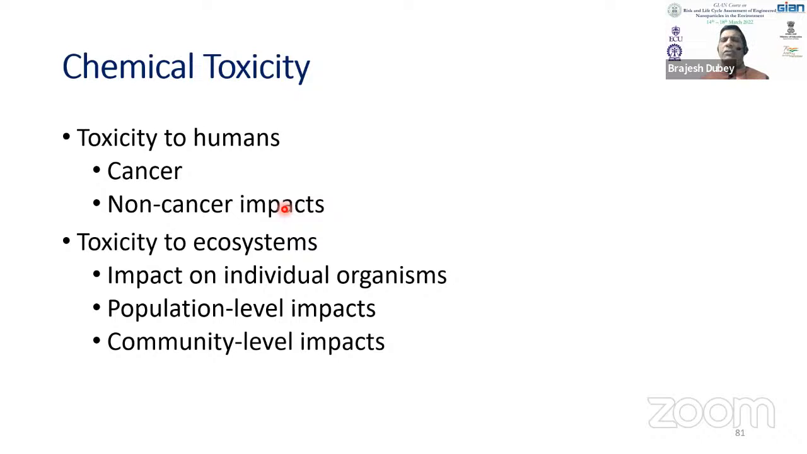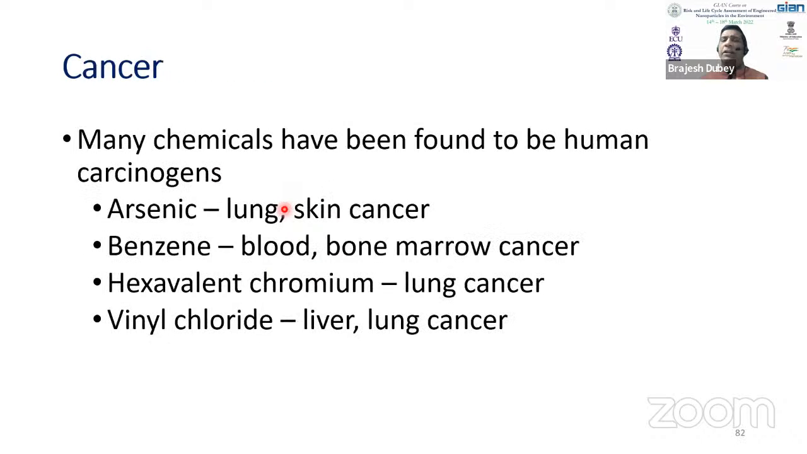So when we talk about toxicity, whether it is toxicity to humans, like cancer and non-cancer impact, or toxicity to the ecosystem. In terms of the human, we say there are two broad categories: whether it is going to cause cancer or whether it will have a non-cancer impact. Both are important, but cancer is considered more deadly. In the ecosystem, you have the individual organism, population level, community level impact, and all that.